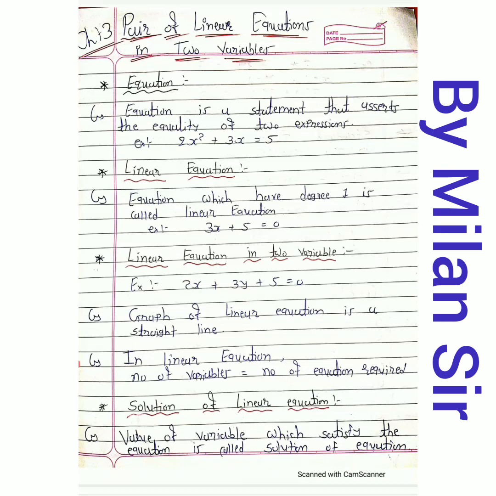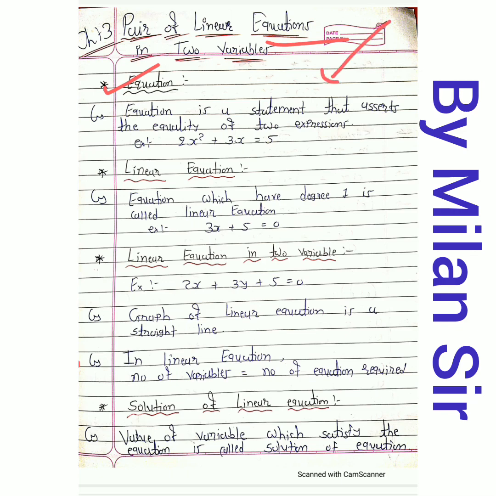Today I explain you chapter number 3. It is pair of linear equation in two variable. Today we learn about theory part. So first of all, the first question is what is an equation? These things we already learned in standard 7, 8, 9, but here I recall it.